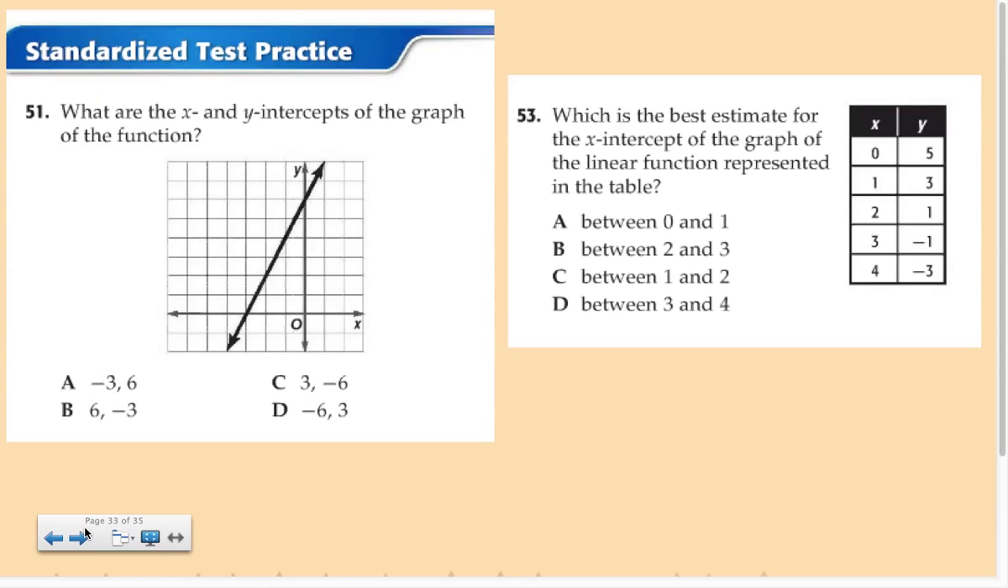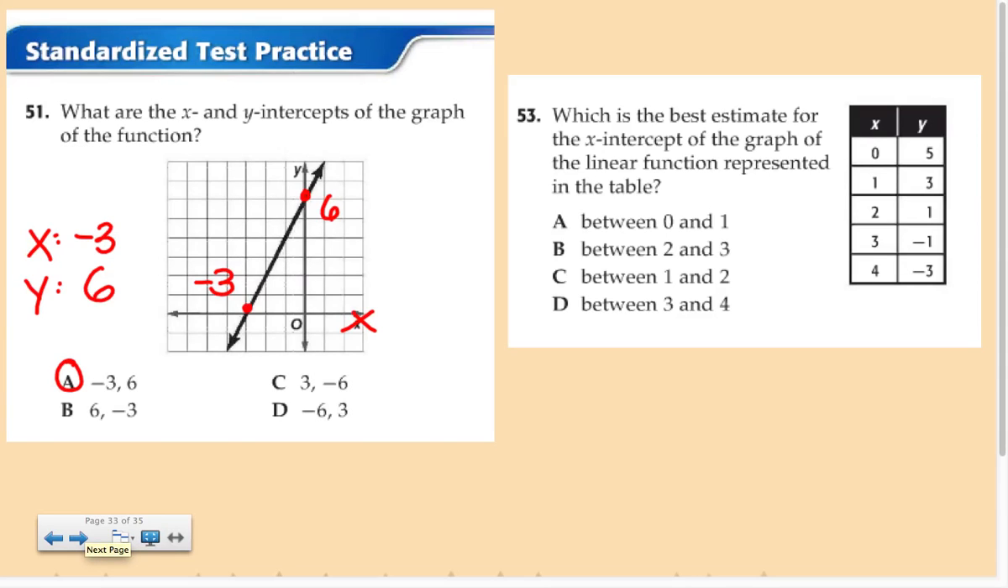What are the x and y intercepts of the graph of the function? So let's look at this right here. My x-axis is right here. Crosses the x-axis right there, so that's -1, -2, -3. So x is -3. Y is up here. 1, 2, 3, 4, 5, 6. So -3 and 6. My answer is A.